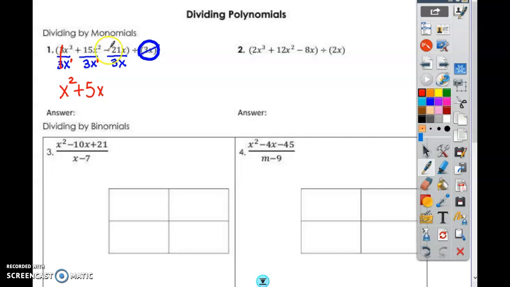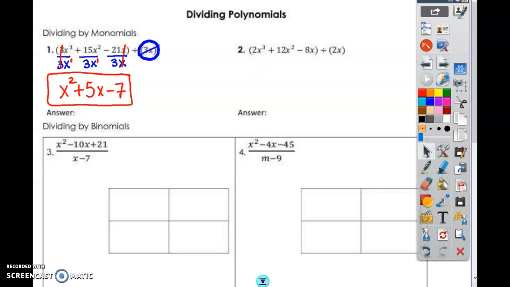And then the last one, what's negative 21 divided by 3? Negative 7. And then I'm going to subtract these 2. 1 minus 1 is 0, so it cancels. That means you don't need the last one. This is your answer. Okay, I want you to pause the video and do problem number 2 the same way.